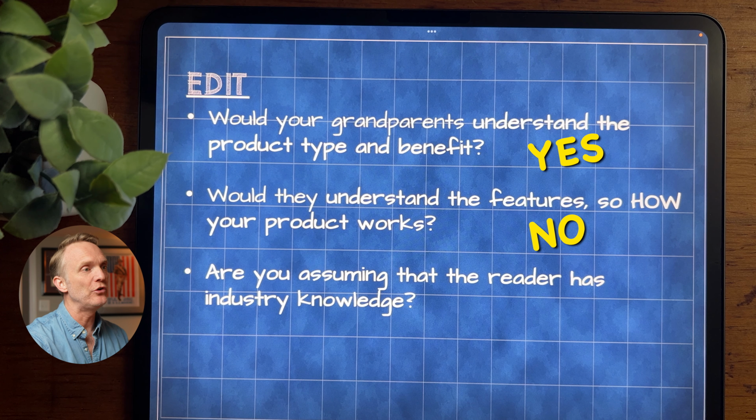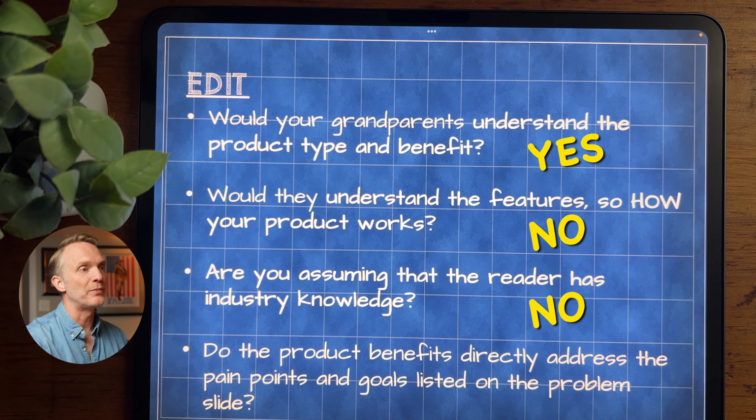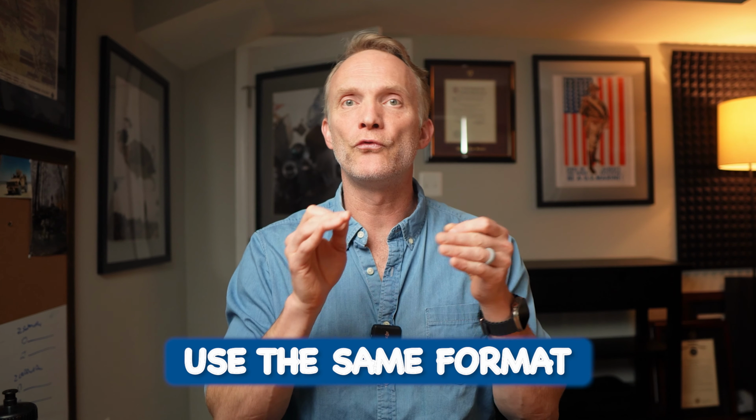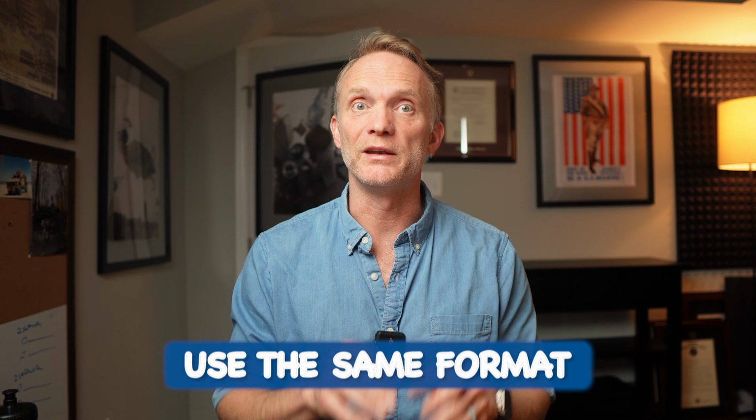Next, are you assuming that the reader has industry knowledge? If you are, provide more explanation. And last, do the product benefits directly address the pain points and goals listed on the problem slide? And once you like your Mad Lib, put that information into a slide. For bonus points, use the same format that you use for your problem slide. That way it's extra clear that everything on your problem slide is addressed by the solution.